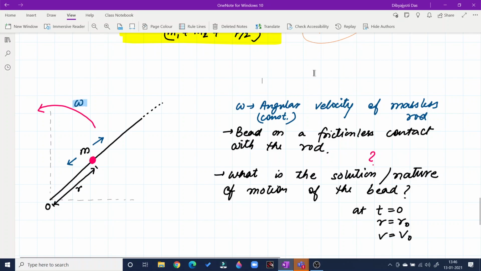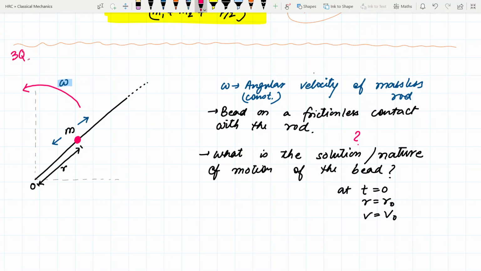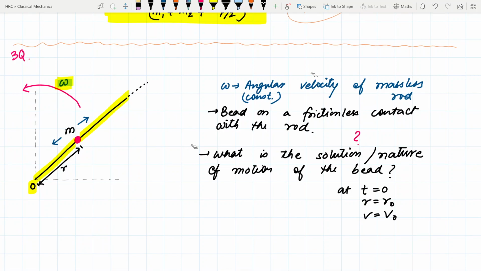Okay, all right. Let us come back to the third question then. Let me explain the third question. So the question was that there is some kind of a rod that is rotating with angular velocity omega with respect to the origin O. With respect to the origin O, this rod is rotating with constant angular velocity.